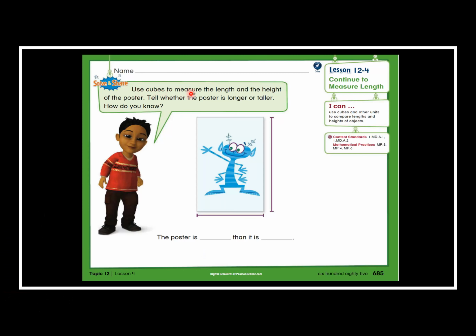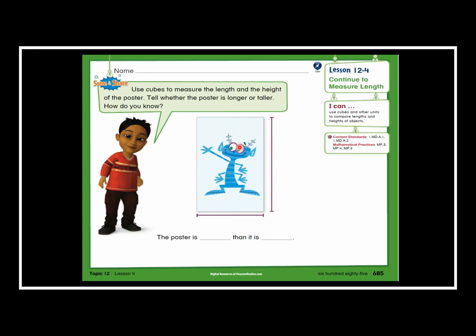Use cubes to measure the length and the height of the poster. Tell whether the poster is longer or taller. How do you know? Now, we have learned previously that the distance from one end to another end is the length. It means this place is the length, right? And this place is the height. It means how tall from top to bottom. It means how tall an object is.